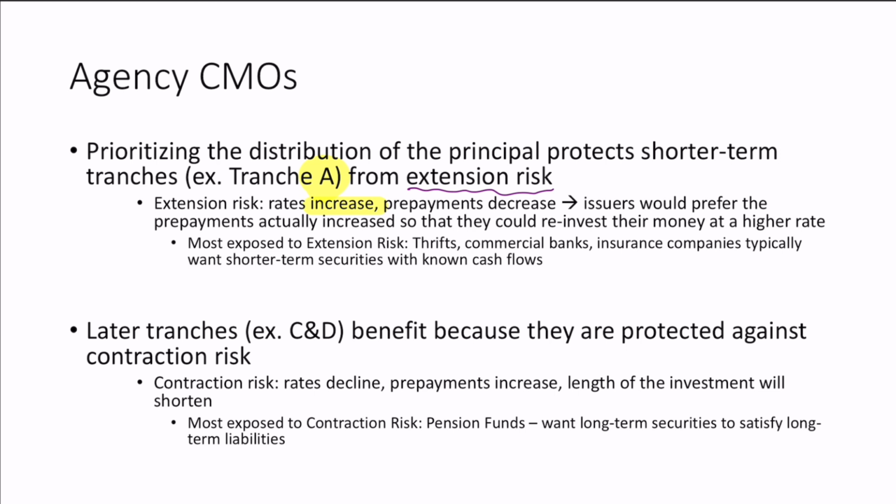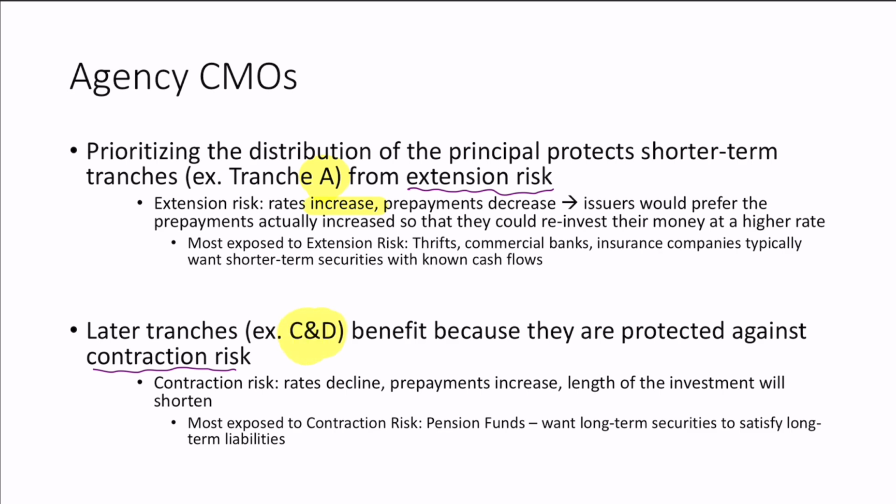Now, if the opposite is true, and now you're afraid of contraction risk, so contraction risk is the risk that rates are going to decline, and when rates decline, prepayment goes up. So the length of the investment is going to shorten. But you don't want your investment to shorten. So a way you could avoid this or minimize this is through purchasing a CMO and one of the later tranches of a CMO.